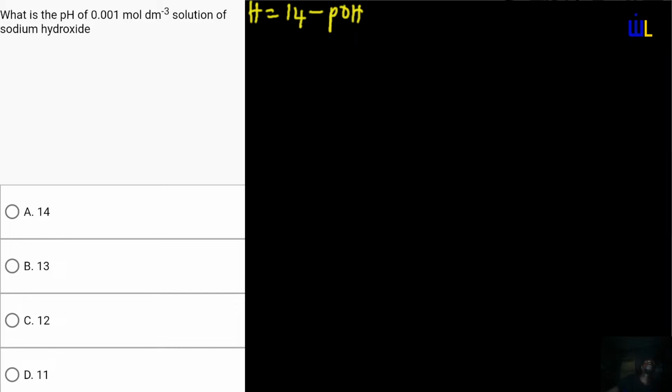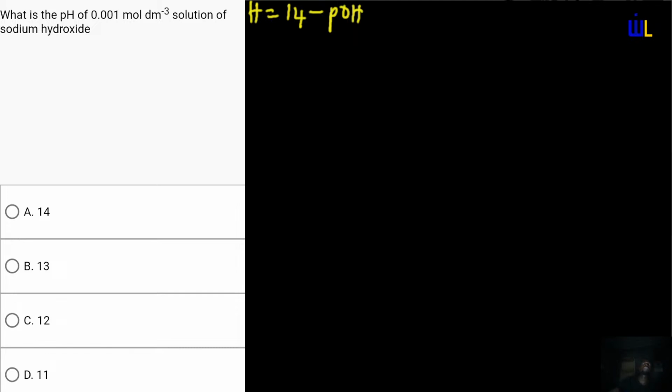Now according to the question, we were given the concentration of NaOH, and that is going to be 0.001 molarity. Now I would like to tell you guys that this concentration of NaOH can only give us the OH concentration, not hydrogen. So let's find the concentration of OH.